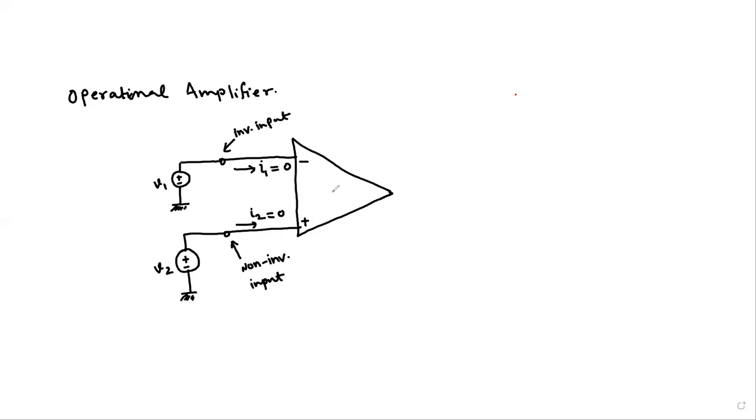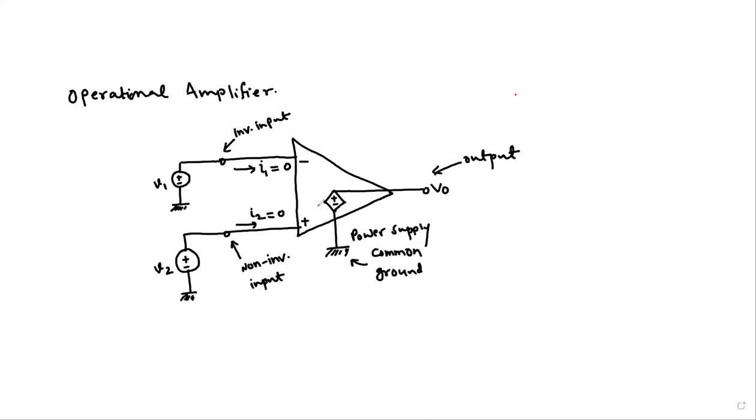And then inside the operational amplifier, what we can model is this dependent voltage source connected to the power supply, which is common ground here. This is common ground. And this is an output voltage, right over here. So this is an output terminal. And the value of this dependent voltage source is A times (V2 minus V1).